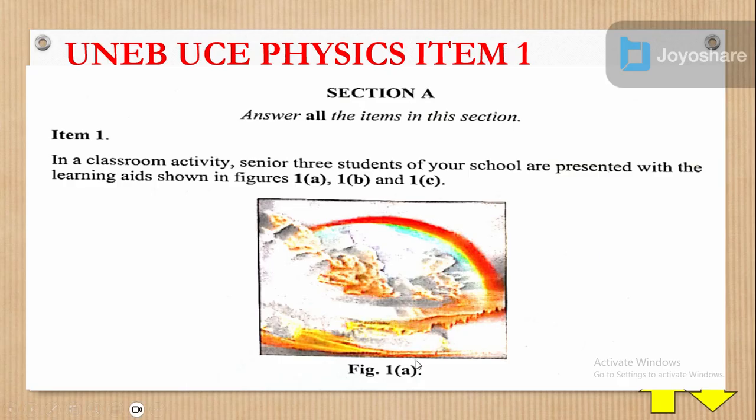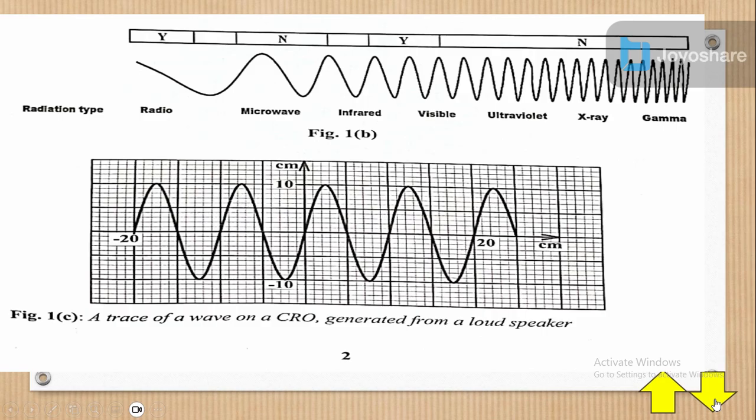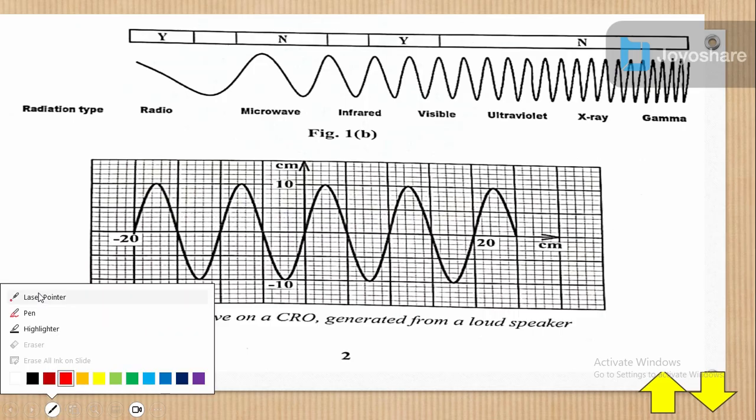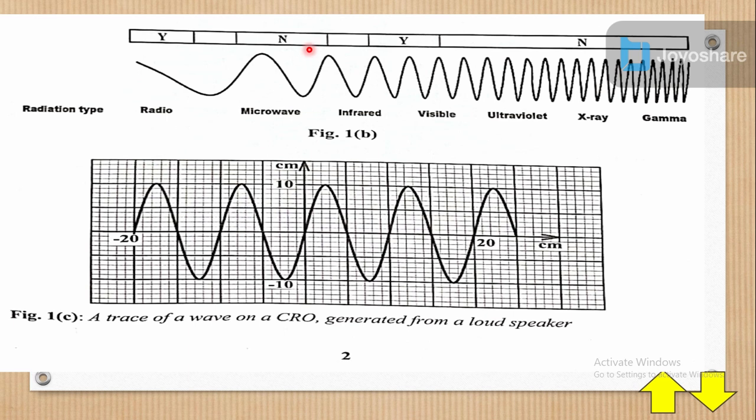Figure 1A, we are seeing a figure of that kind. You can all see that. Figure 1B, you can see this one, and Figure 1C you can see from here. Figure 1C is this graph. Alright, so let's proceed to what they want.